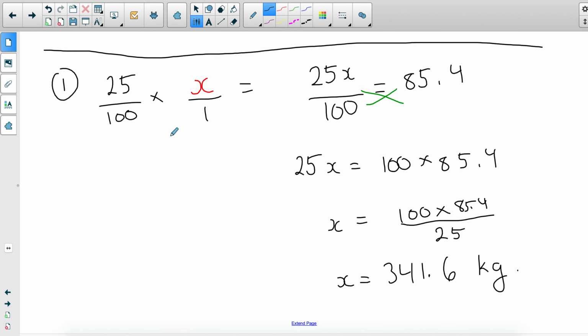So this is the algebraic method. You've done the 25% of the unknown amount and you got 85.4, and you solve it for x. Obviously you want a number way bigger than 85, because that's you taking 25% of it. Always double check your answer. You can easily double check it with these questions. They're self-checked, so you could go 25% of 341.6 kg and see if you actually get 85.4.